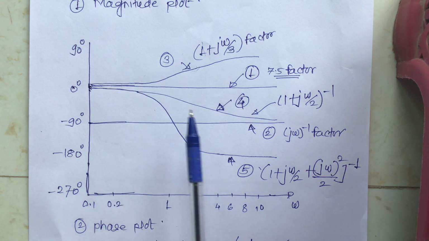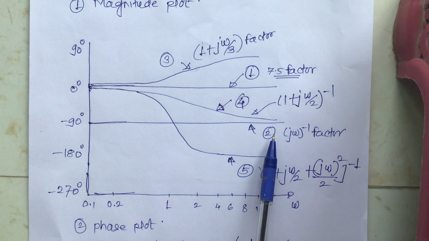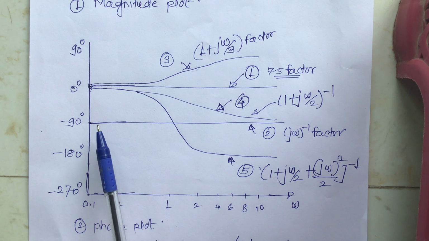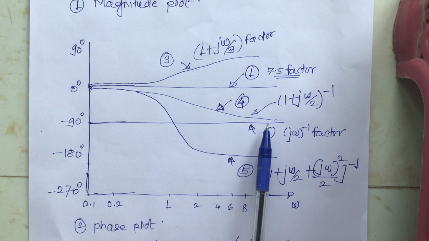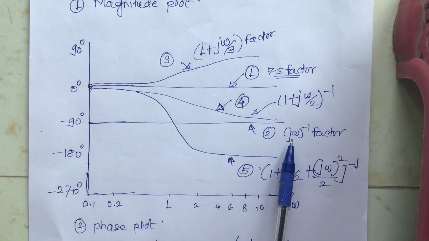The second factor is this factor. The second factor is the pole at the origin, and the pole at the origin has a phase angle equal to minus 90 degrees. Therefore this is also constant. So this is the phase angle versus frequency for the second factor.